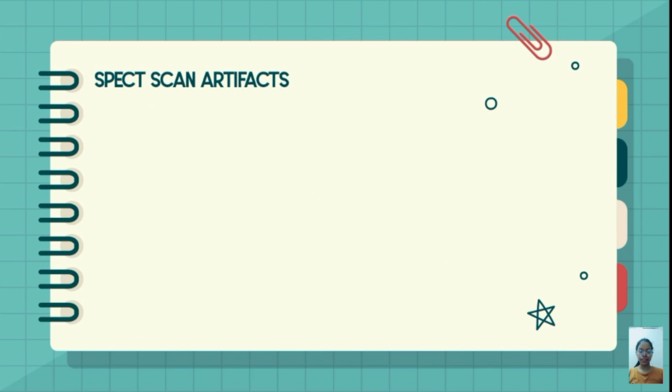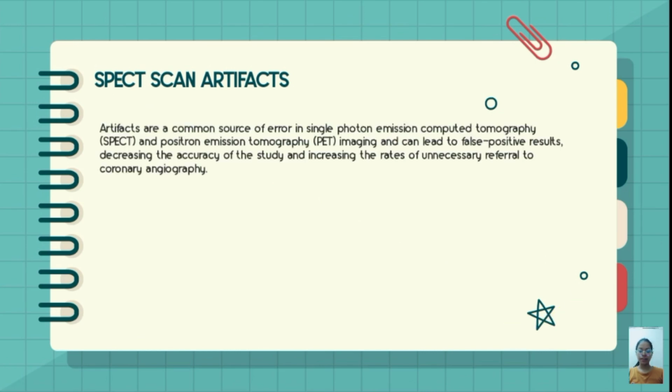SPECT scan artifacts are common sources of error in single photon emission computed tomography and positron emission tomography imaging, and can lead to false positive results, decreasing the accuracy of the study and increasing the rates of unnecessary referral to coronary angiography. So we have two types of artifacts. First is the patient-related artifacts, and second is the instrumentation-related artifacts.